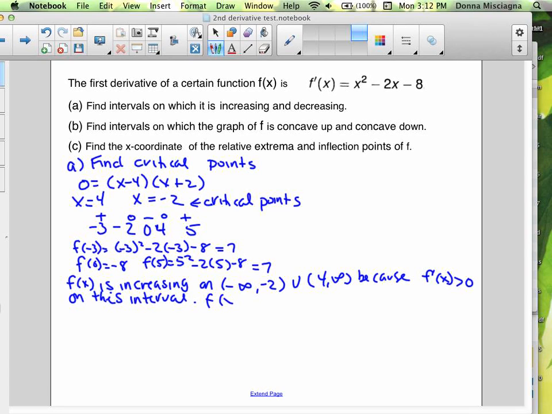F of x is decreasing. So notice I never use pronouns. I always say the name of the function, f of x, f prime of x, first derivative. You got to be specific, all right? So f of x, the original function, is decreasing on negative 2 to 4 because f prime of x is less than 0 on this interval.